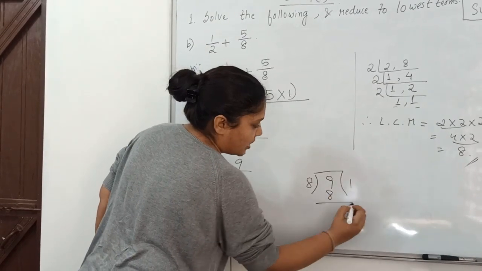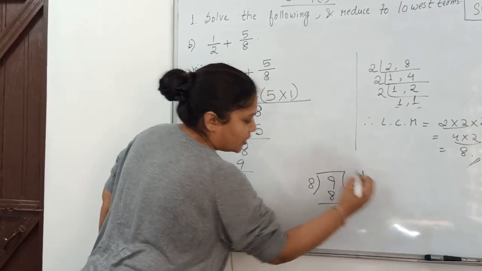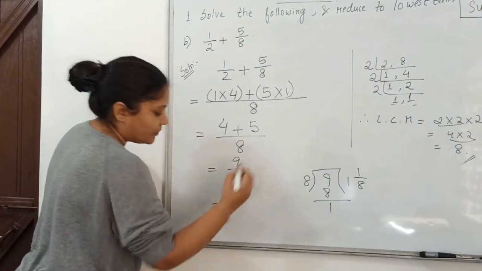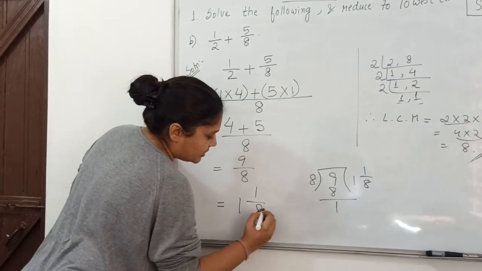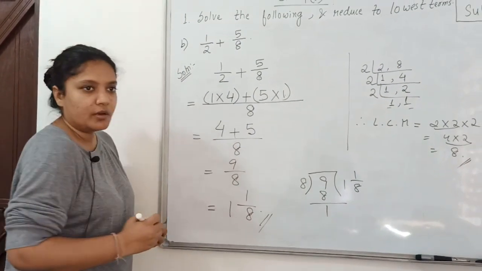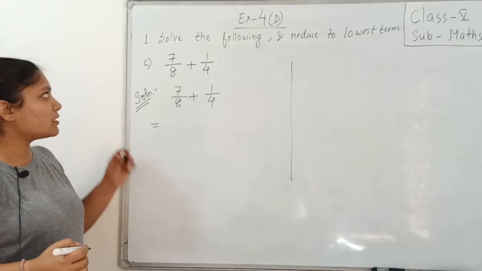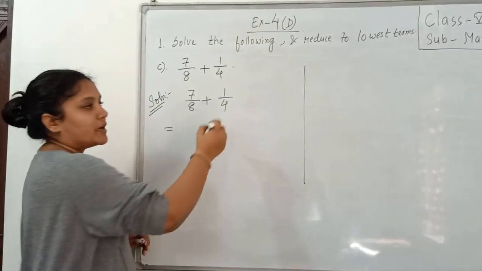8 1s are 8, so 1 by 8. This we have already done. 1 by 8 is your answer. Understood? Now question number 3, question C. Okay. So first what will we do?